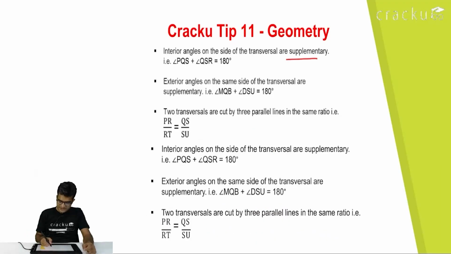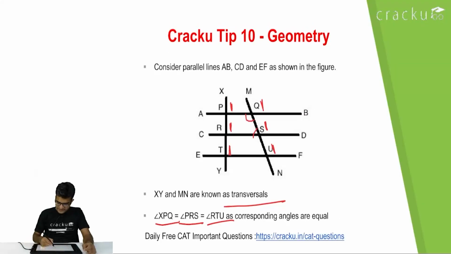Exterior angles on the same side of the transversal are also supplementary. That is, MQB plus DSU is equal to 180 degrees. So it is basically saying that this angle plus this angle will be equal to 180 degrees. These are just formulas which will be useful if you are comfortable with them.